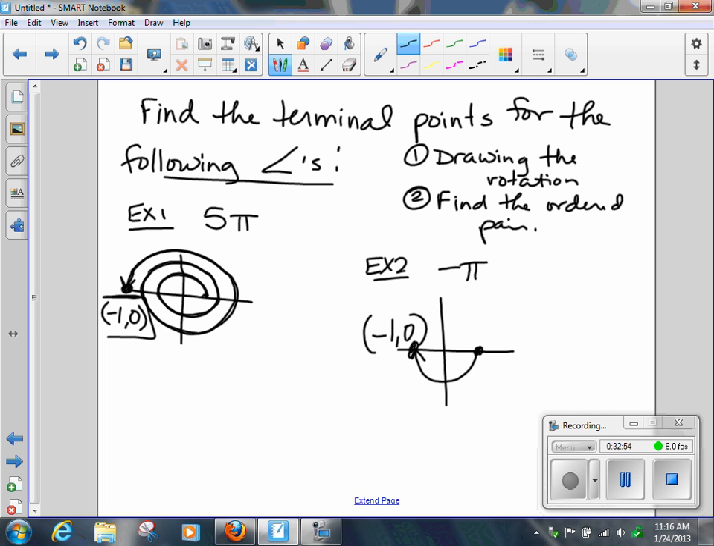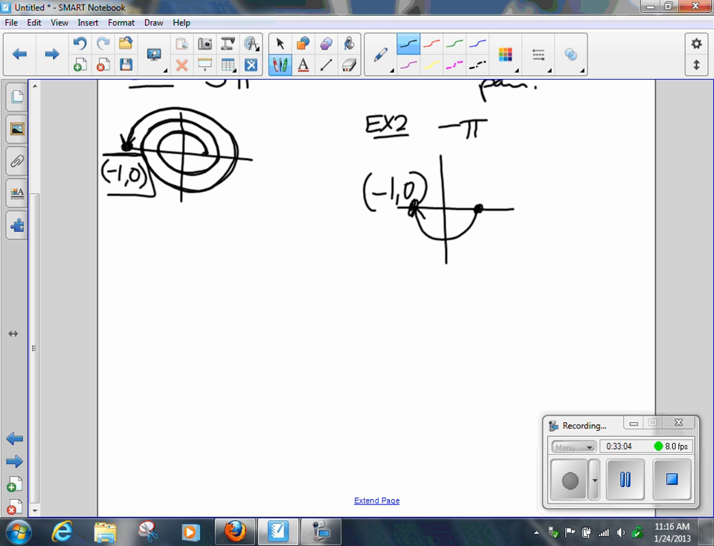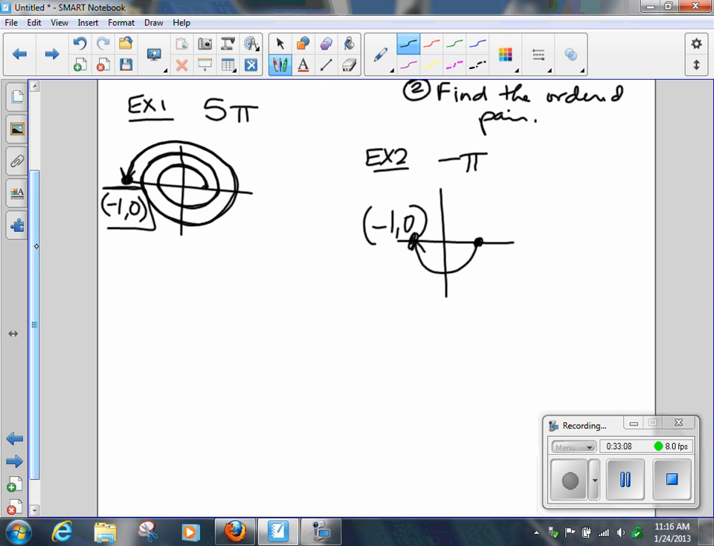Something else. Look at the terminal points for both of these different angles. We drew 2 different angles, did we not? But they share the same terminal point. Now, is that always going to happen? In some cases, that's always going to happen. We'll go over that in a couple, maybe next week. But I do want you to make this notation.